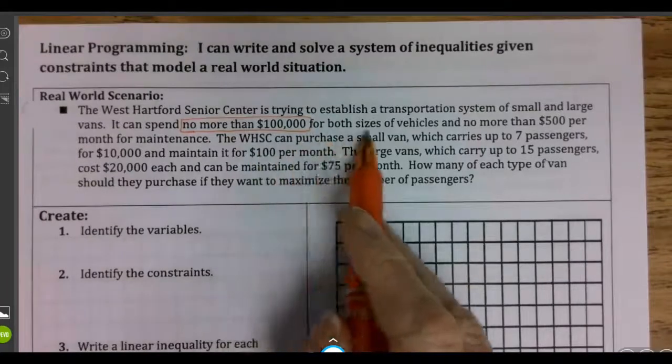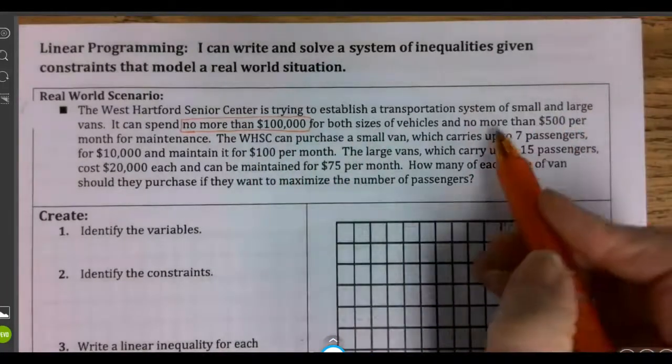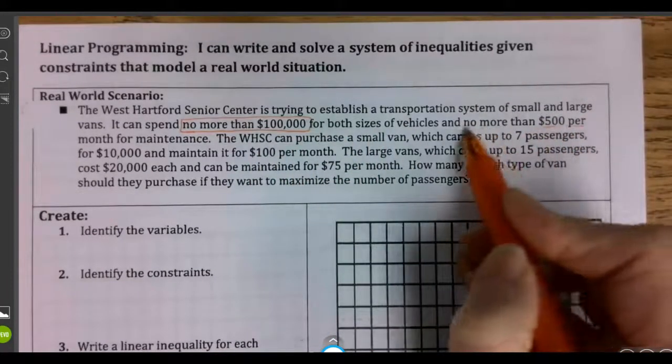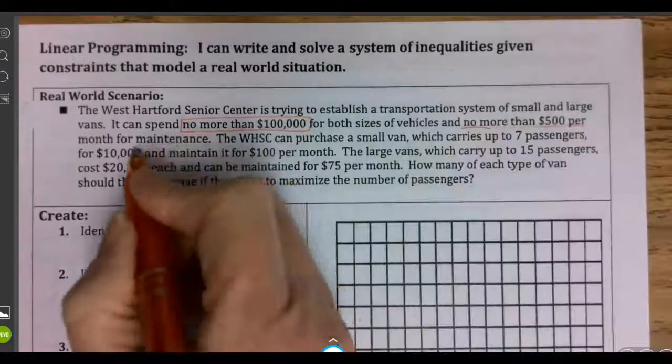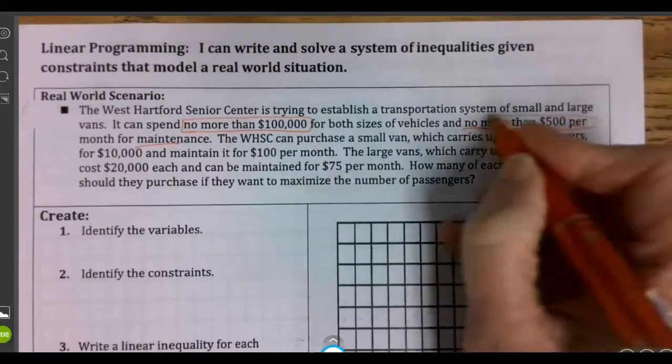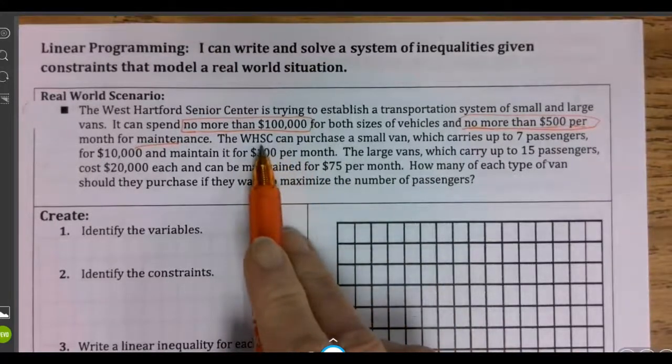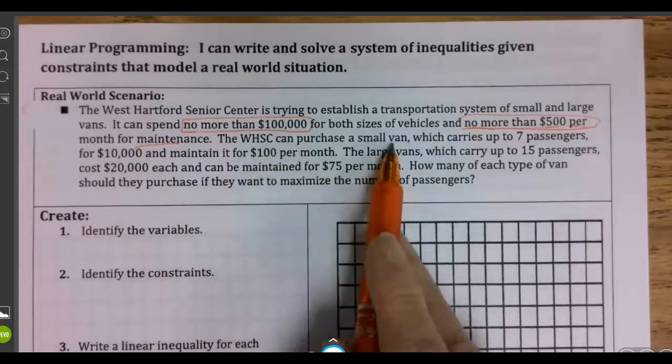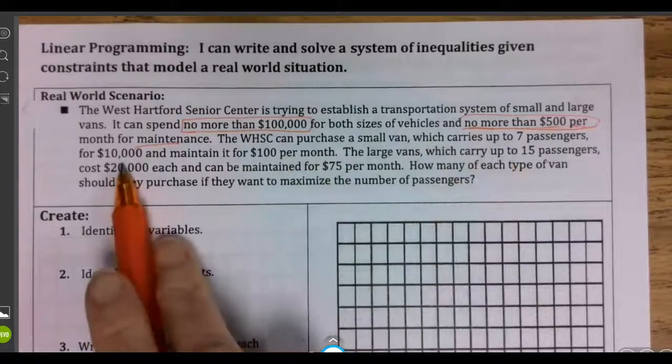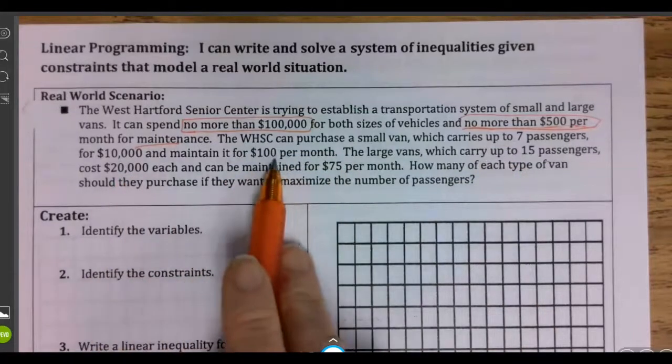No more than $100,000 for both of the vans. No more than 500 for maintenance. The West Hartford Senior Center can purchase a small van which carries 7 passengers for $10,000 and maintain it for $100 a month.